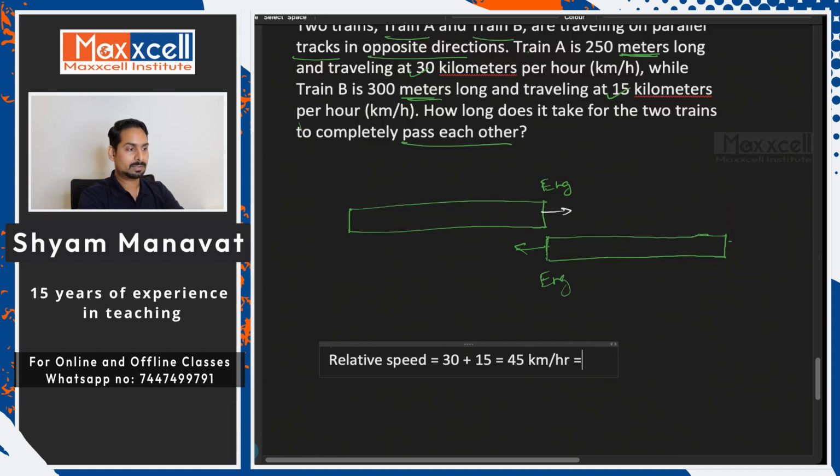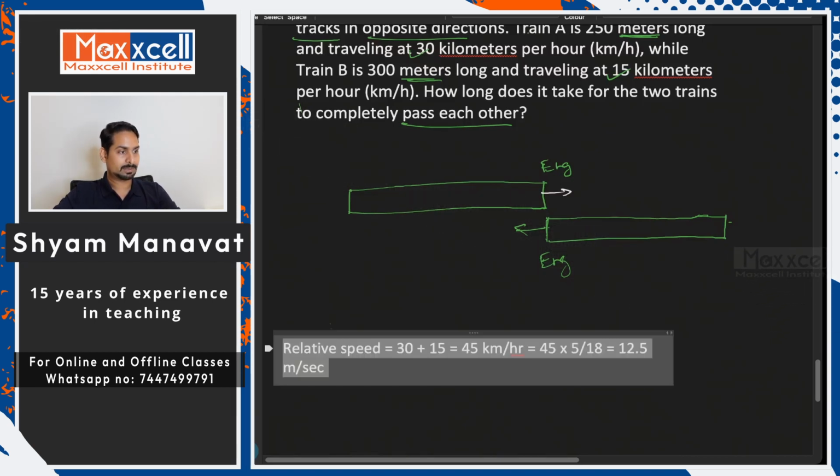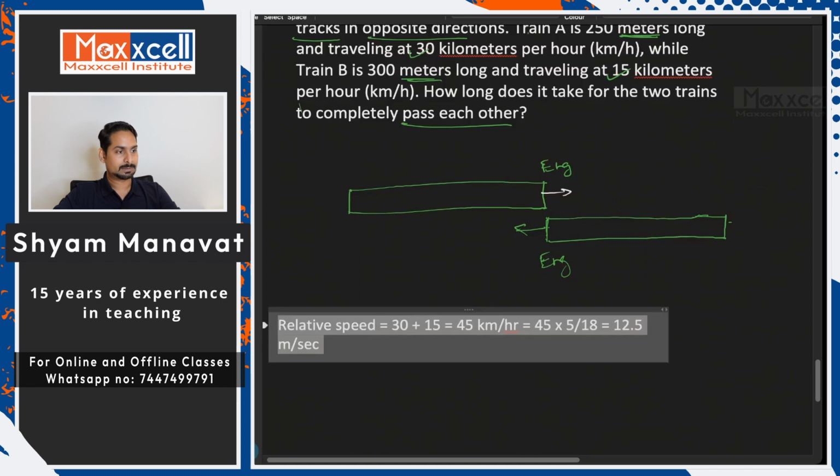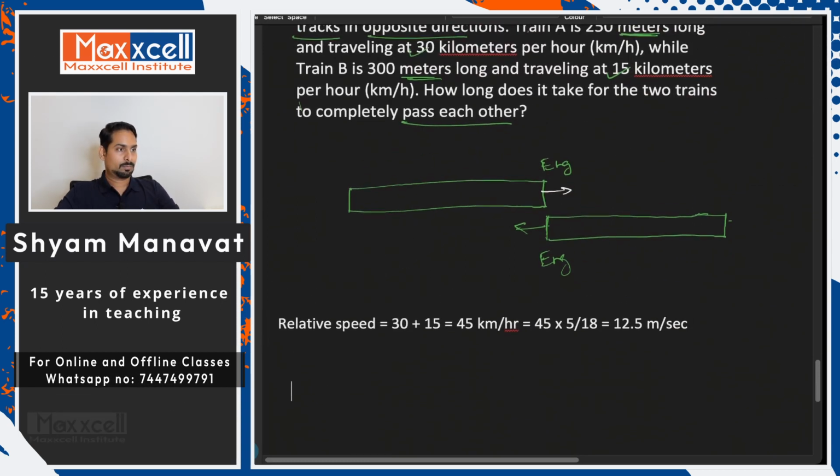But we need to convert that into meter per second. So how do we do it? We multiply this 45 by 5 by 18 to convert into meter per second. So this will get you 12.5 meters per second. This is the relative speed, as both objects are moving in the opposite direction. Okay. Fine.